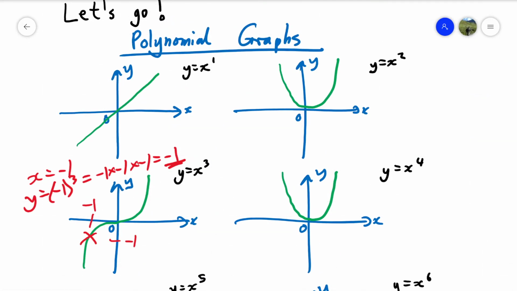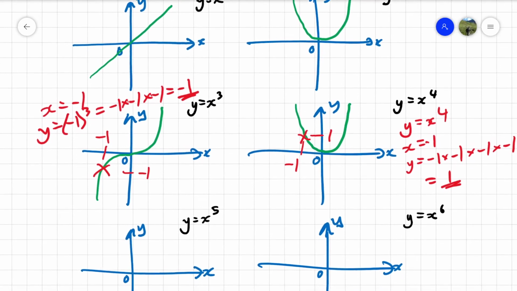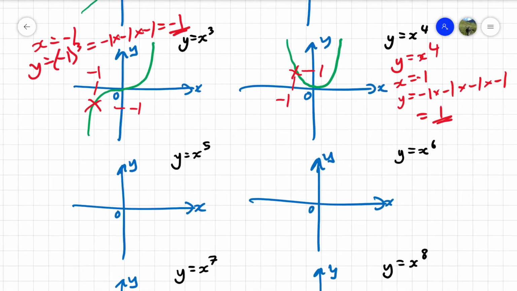So why is this one up here? Why, when y equals minus 1, is x equal to 1? Well, because, have a think about it. Y equals x to the 4. So if x equals minus 1, y equals minus 1 times minus 1 times minus 1 times minus 1, which is 1. Right.